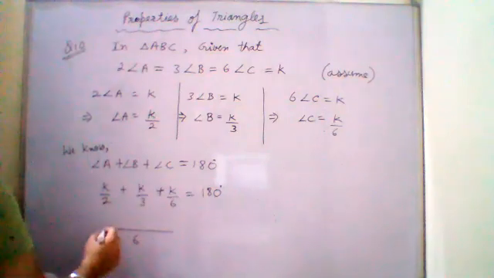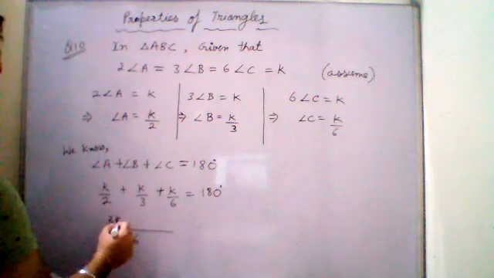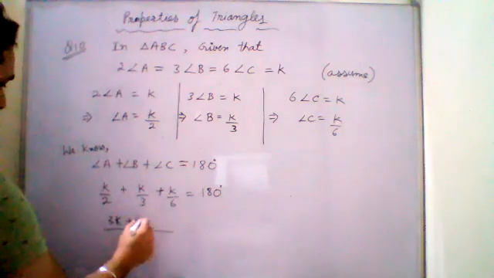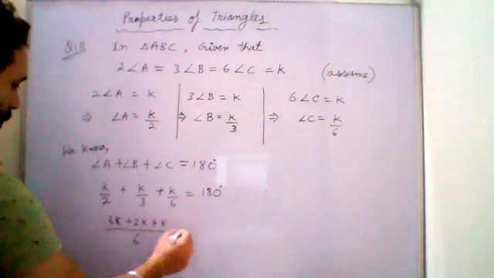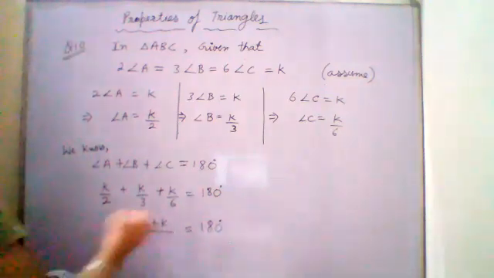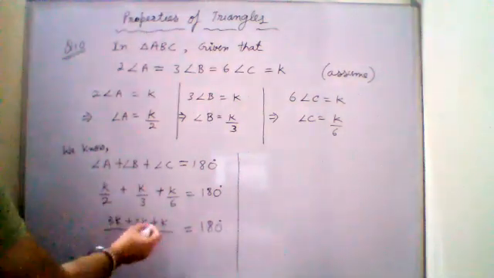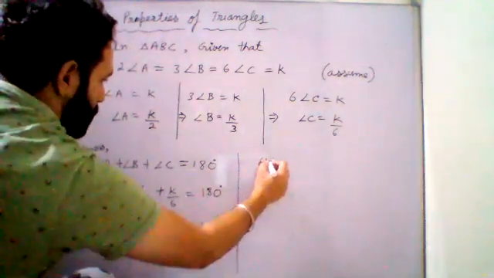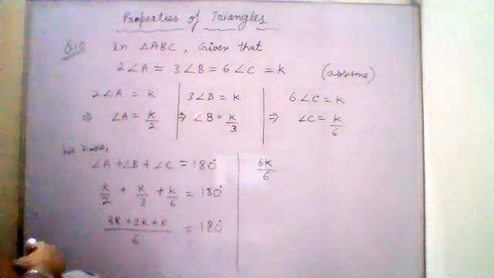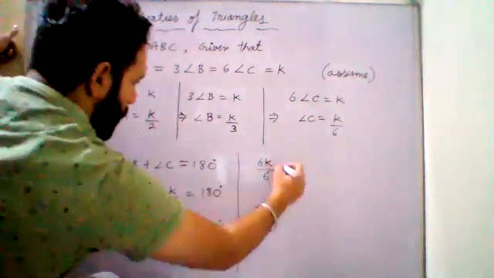So 6 is the LCM. When you take 6 as the LCM and add all the three terms, you will get 3K plus 2K plus K in the numerator equals 180 degrees. Now what is 3K plus 2K plus K? The sum is 6K. So 6K upon 6 is equal to 180 degrees.